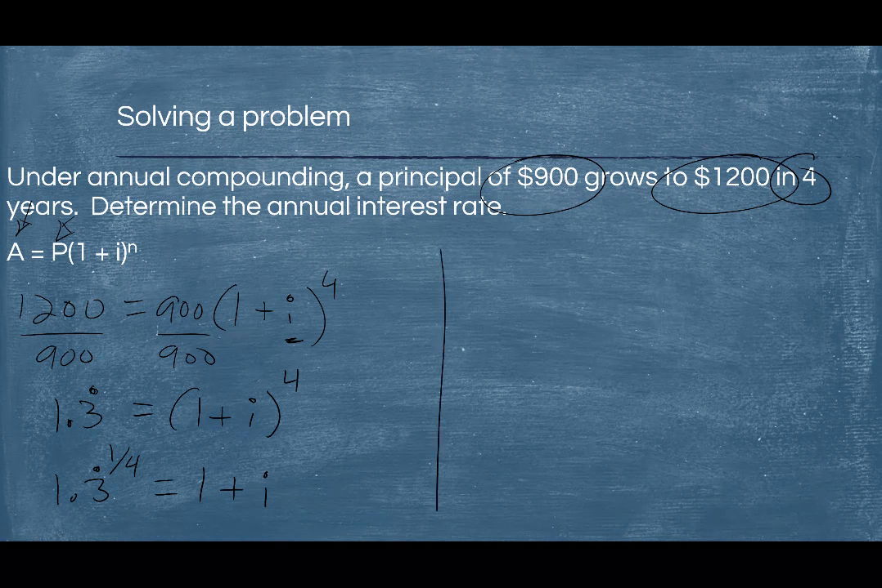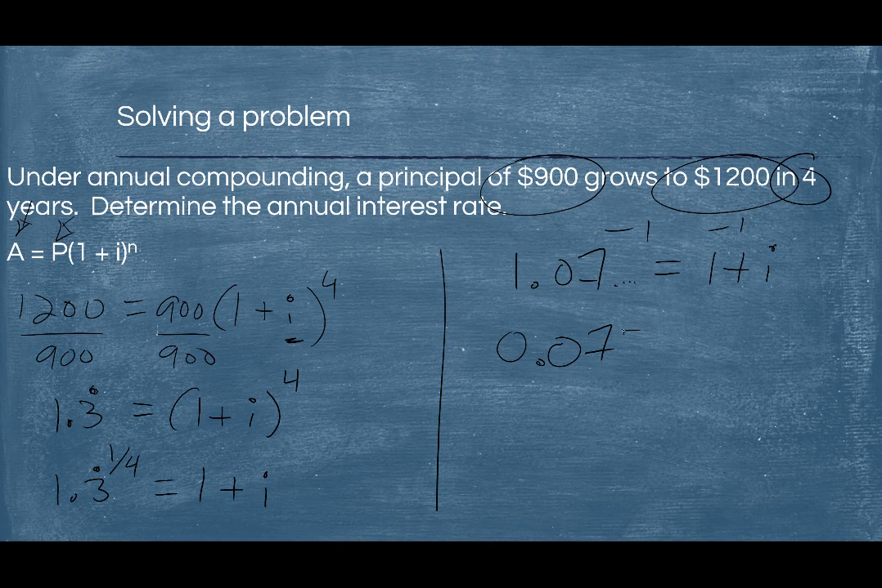So I'm going to continue over here. After I did that, I got 1.07 and a bunch of other stuff is equal to 1 plus i. There is one more step. I've got to subtract 1 and subtract 1. If I subtract 1 from that 1.07, then it's going to give me 0.07. I'm going to put one more digit and round it: 0.075 is equal to i.